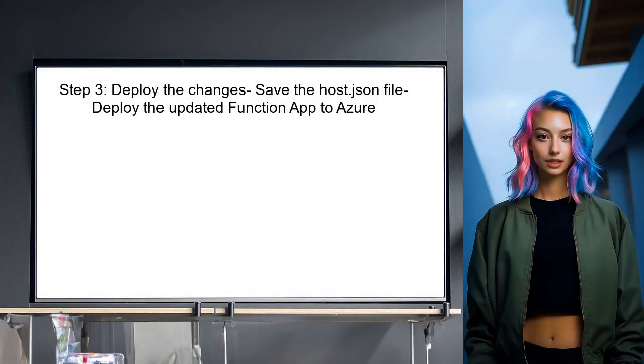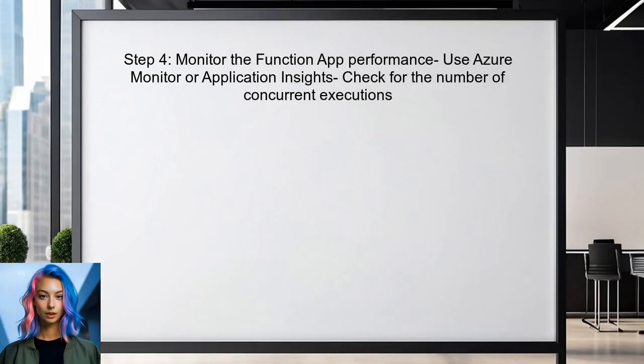After updating the host.json file, the user should deploy the changes to their function app. This ensures that the new settings take effect and limit the parallel execution of the function. Finally, the user can monitor the performance of their function app to ensure that the changes are working as intended. They can use Azure Monitor or Application Insights for this purpose.